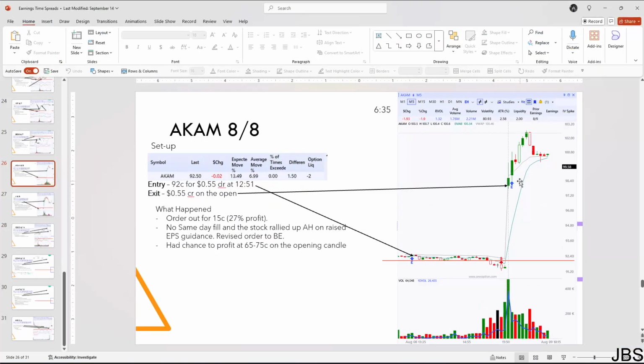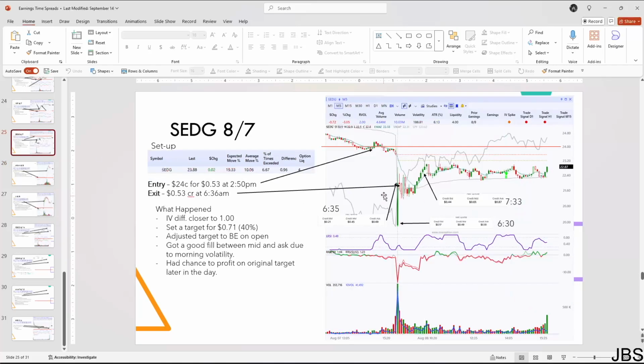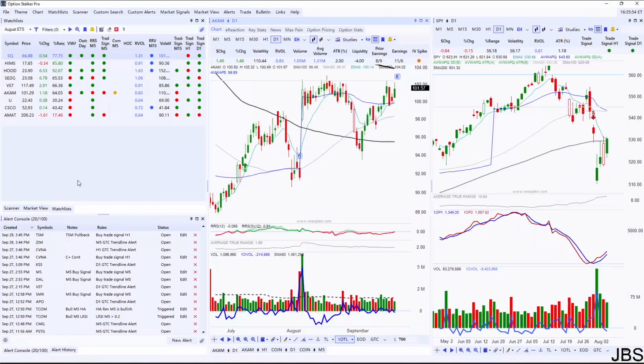So that's a time where being nimble actually ended up being in my benefit. And then here's a time where being too nimble actually ended up giving me a scratch here.